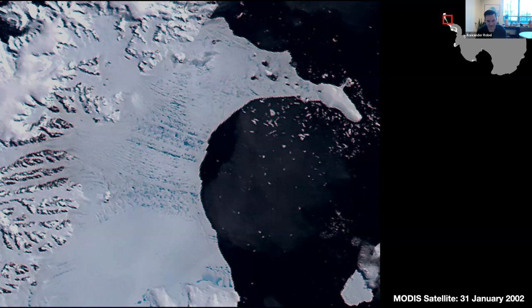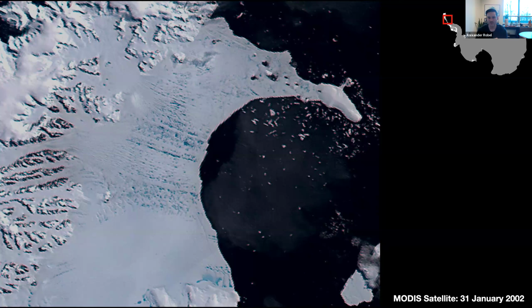This is a very famous set of satellite images from the Antarctic Peninsula from the early 2000s. And this is the former Larsen B ice shelf. So you can see here, this is a satellite image from January 31st in 2002. You can see the ice shelf area. This is floating ice here. The glacier is flowing from the left into this floating ice shelf.